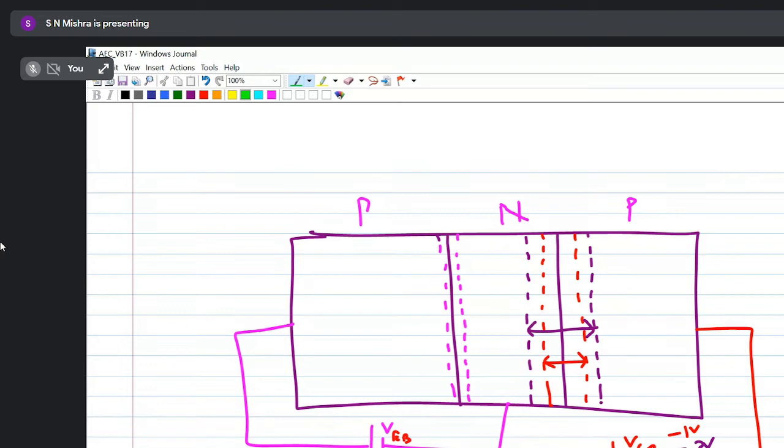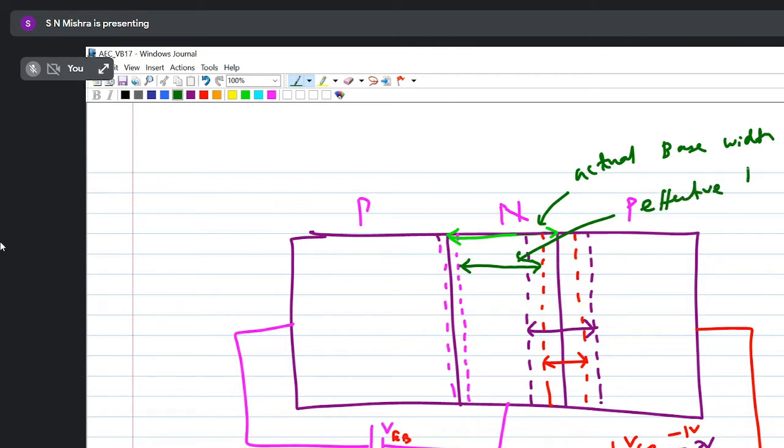Now here to here, this is actually your base width, but inside the depletion region, I will not find any mobile charge carrier. So effectively, I'll find the carriers within this region only. Okay, so this is called the actual base width, and this one is called the effective base width, where I can find the carriers.